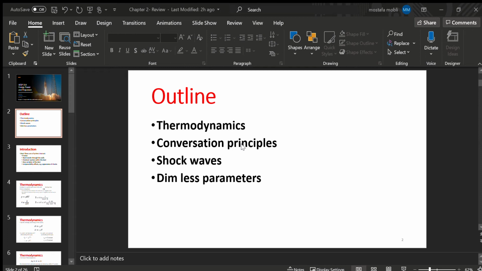And those gases, in those ranges of temperatures, are called calorically perfect gases, where Cp, heat capacity at constant pressure, and Cv, heat capacity at constant volume, are constant and don't change with temperature. Any questions here?